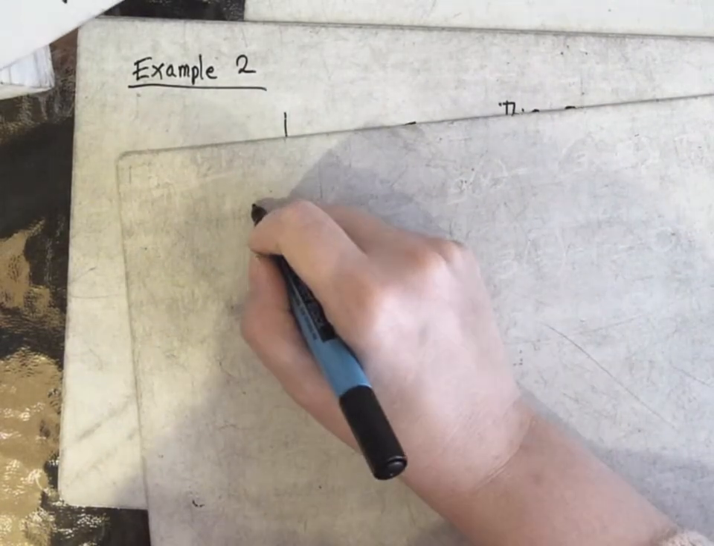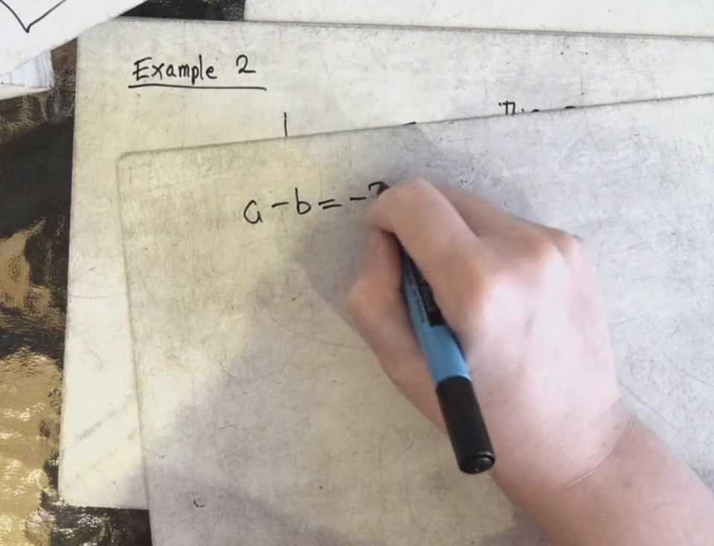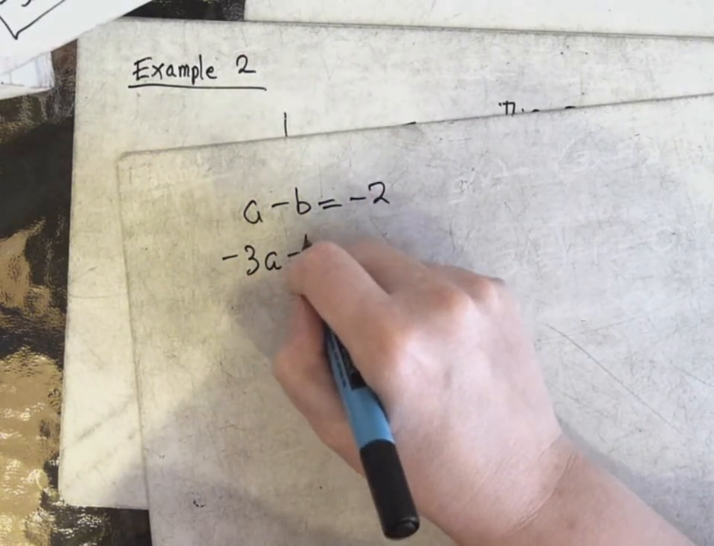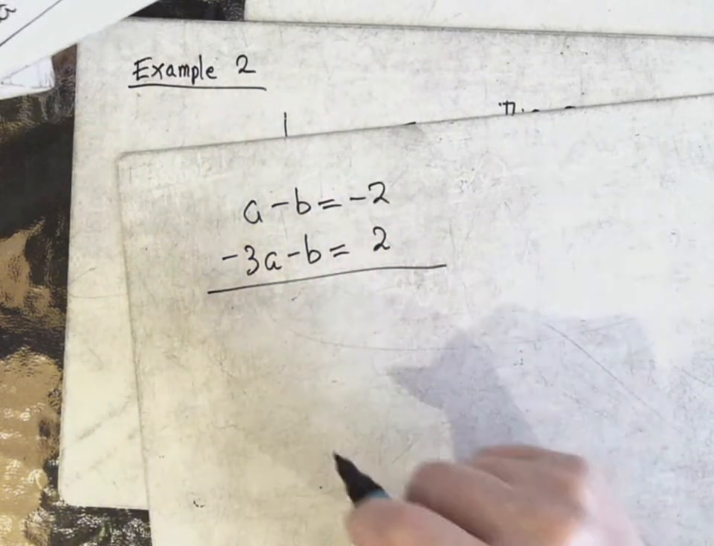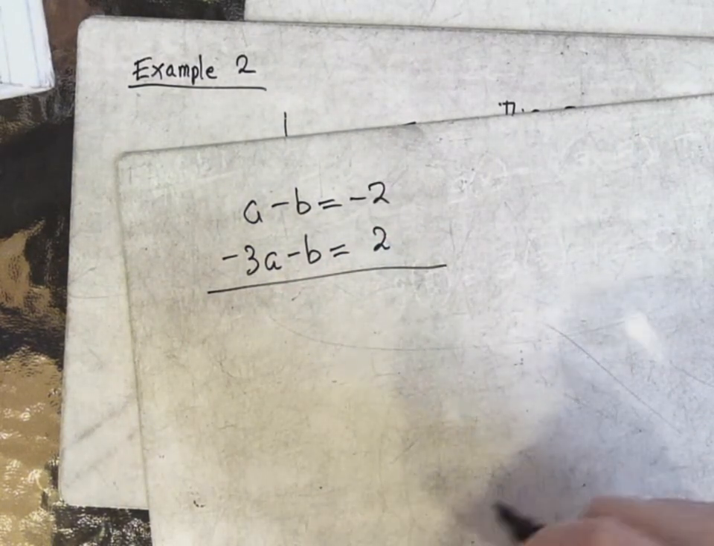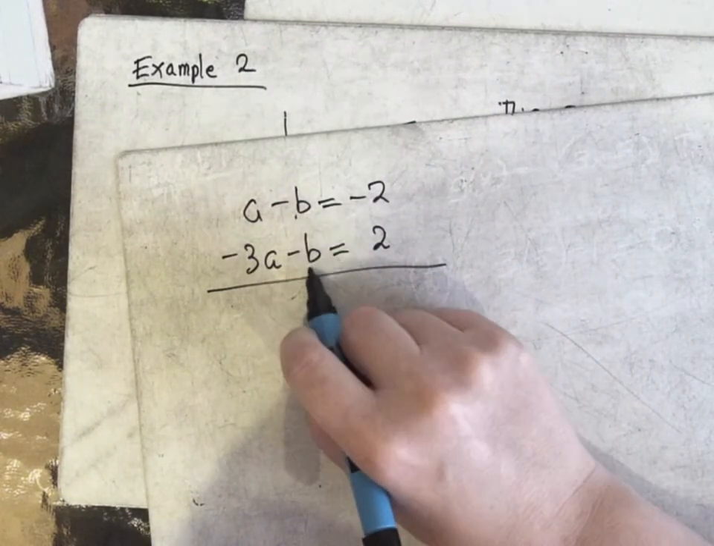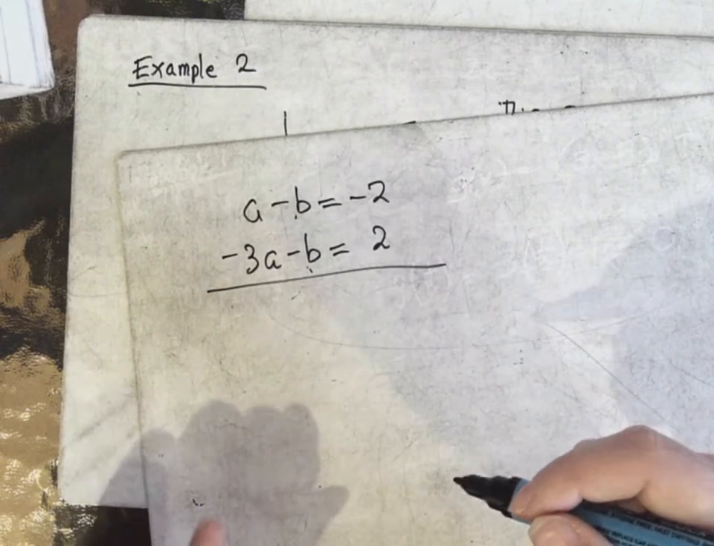Okay, so then you write one under the other. So the first equation was a minus b equals minus 2. Second one, minus 3a minus b equals 2. Okay. Now, simultaneous equations, we make the b's cancel. So we check is the number in front of them the same. There's a 1 here and a 1 here, so the numbers are the same. So that means I don't have to do any multiplying, right?